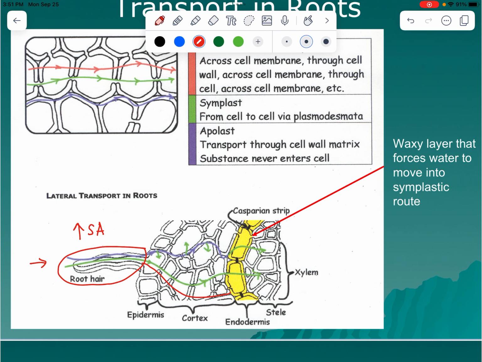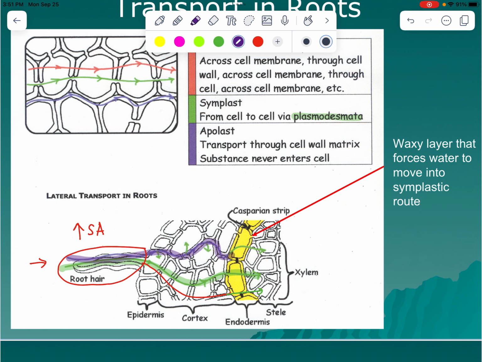So let's talk about each one here. I'm going to draw the third route here. Okay, so the first one, shown in green, this is referred to as the symplastic route. And this describes how water travels from one cell to the next. And when they cross from one cell to the next, they travel through these little holes that exist between plant cells called plasmodesmata. That's the symplastic route.